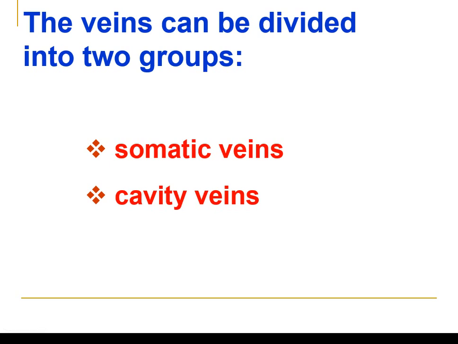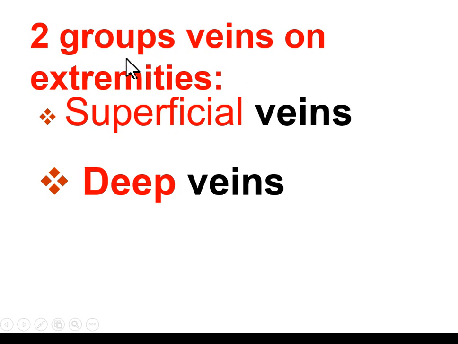Veins can be divided into two groups, somatic veins and cavity veins. Somatic veins of the extremities, and cavity veins, such as veins of the thoracic cavity, abdominal cavity, pelvic cavity. There are two groups of veins of the extremities, on the upper and lower extremities: superficial veins and deep veins.